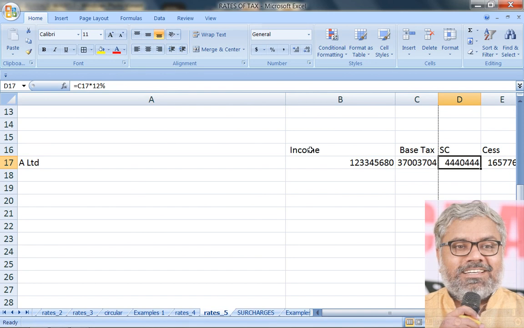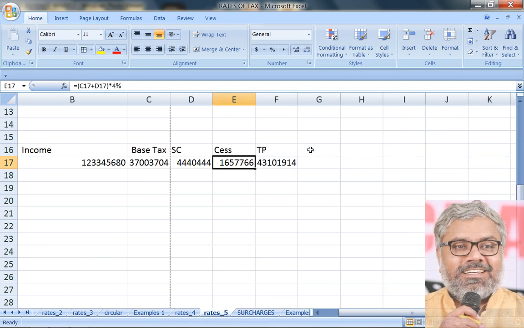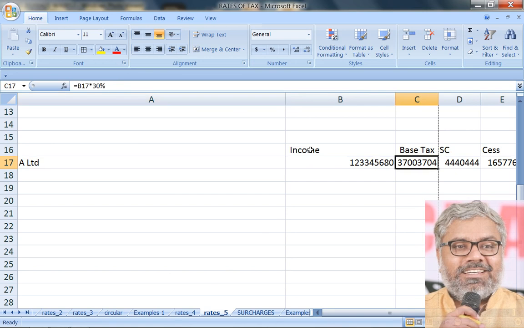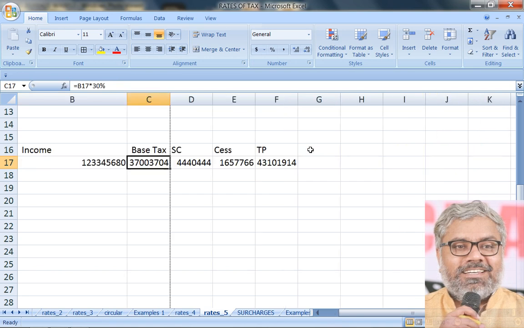So what all changes here? Base tax rate will be different, surcharge rate will be different, cess rate is not different, and the cess calculation methodology is also not different. Tax payable of course is the total of all these three. That is the final amount, 4 crores 31 lakhs 1910 after rounding, if it is a domestic company.